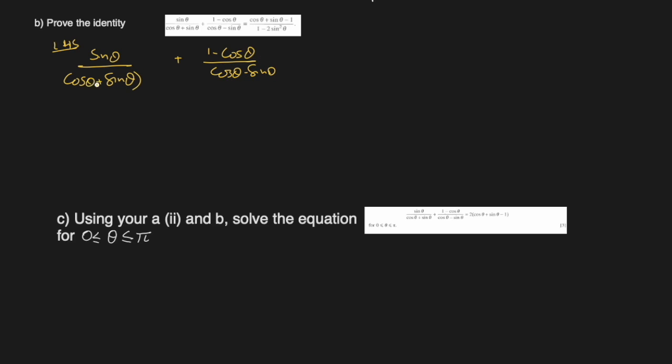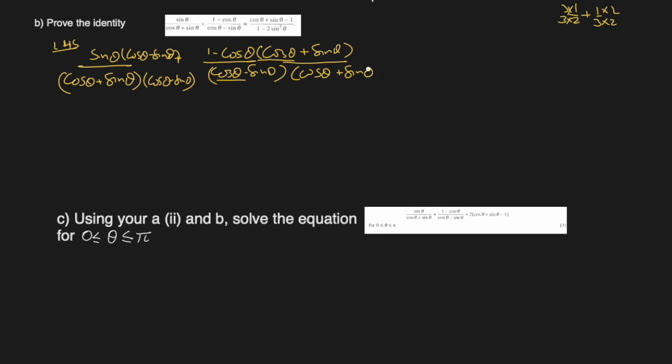What we do, we multiply this with the other one. That's what we normally do, right? If I'm asking you 1 over 2 plus 1 over 3, what do you do? You multiply this by 3 up and down. You multiply this by 2 up and down. That's what I'm going to do here. I'm going to multiply it by cos theta minus sin theta up and down. Similarly, I'll multiply here cos theta plus sin theta divided by cos theta plus sin theta. So now we have exactly the same denominator on both.